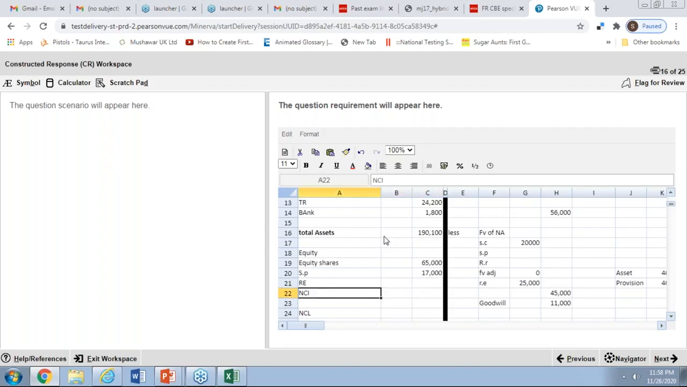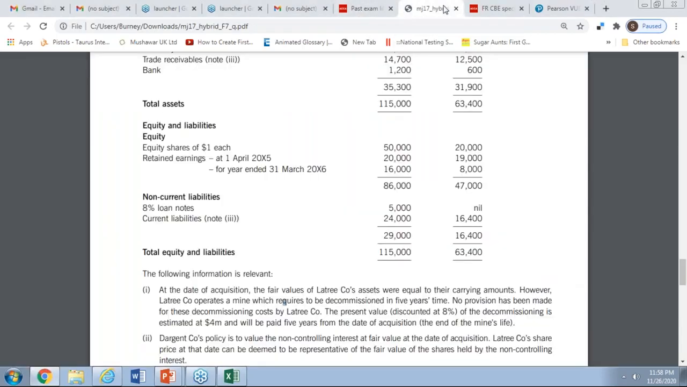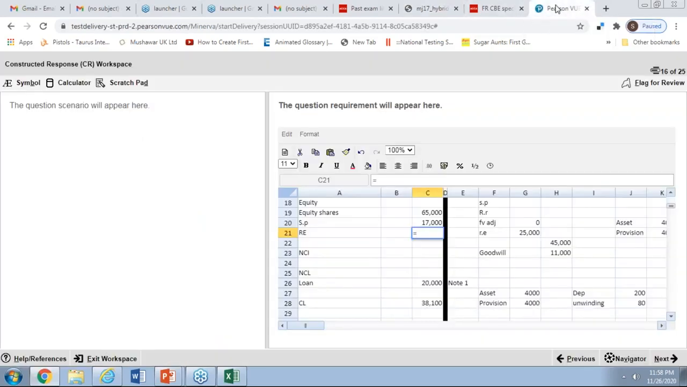Now, what about the retained earnings and NCI? All you need to do is calculate these two figures, retained earnings and NCI, and then your balance sheet will be balanced. So let's start working on it. Retained earnings of the parent company in total will be 36,000.